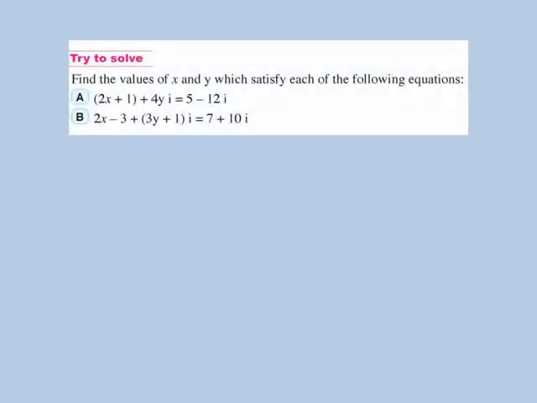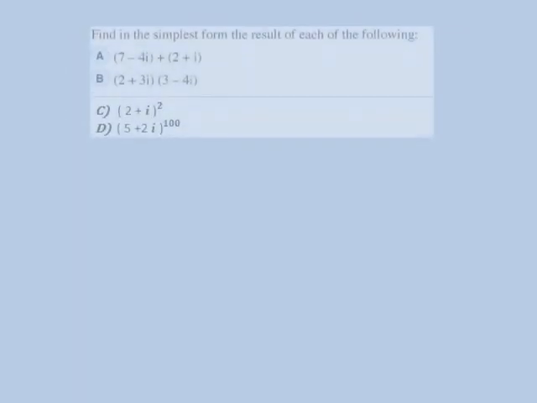Now we will take another exercise about equality of two complex numbers. Find the values of x and y which satisfy the two equations. I left it as an exercise, and we will discuss the answer in the next session.